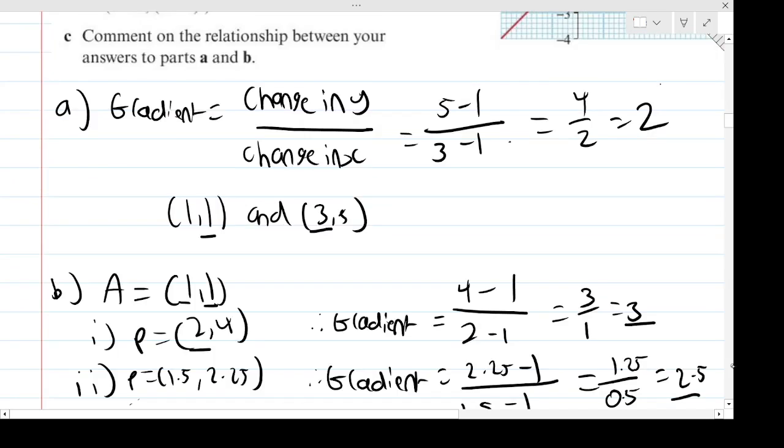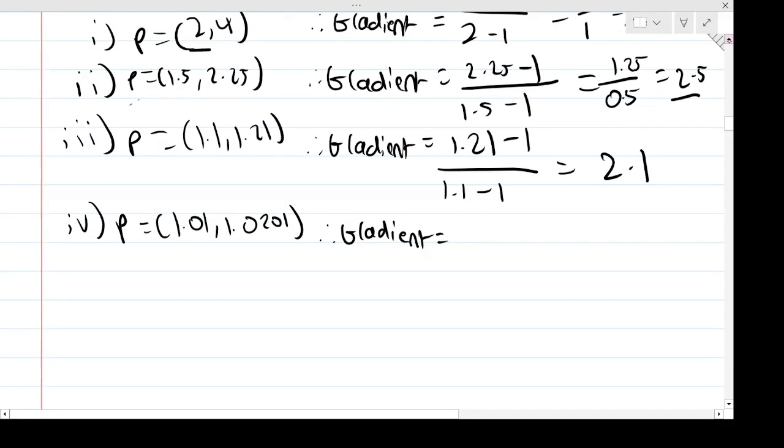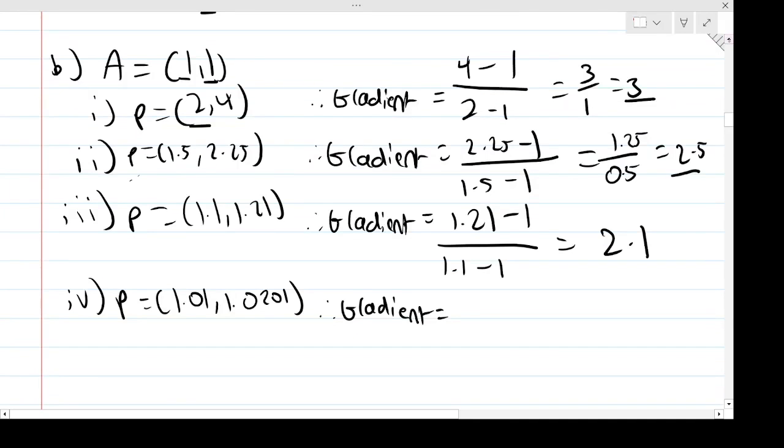Yes, okay. So therefore the gradient in this case between A and P is going to be the change in y, 1.0201 minus 1, over 1.01 take away 1, which, if I put that in the calculator, gets me 2.01. So hopefully you notice the pattern you're spotting is getting warmer, right?